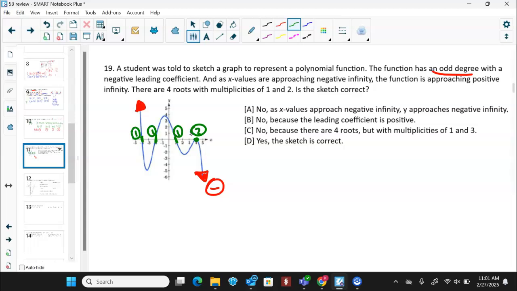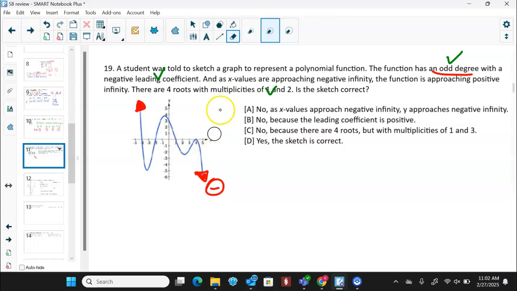roots. Roots means zeros means x-intercepts. And their multiplicities are 1 and 2. Very good. Okay? So that also checks off. And this checks off. And the leading coefficient checks off. And then it says as x approaches negative infinity. That means when x is going here, it's saying that the function is approaching positive infinity. The function is going up. That is also correct. So this is a correct graph.